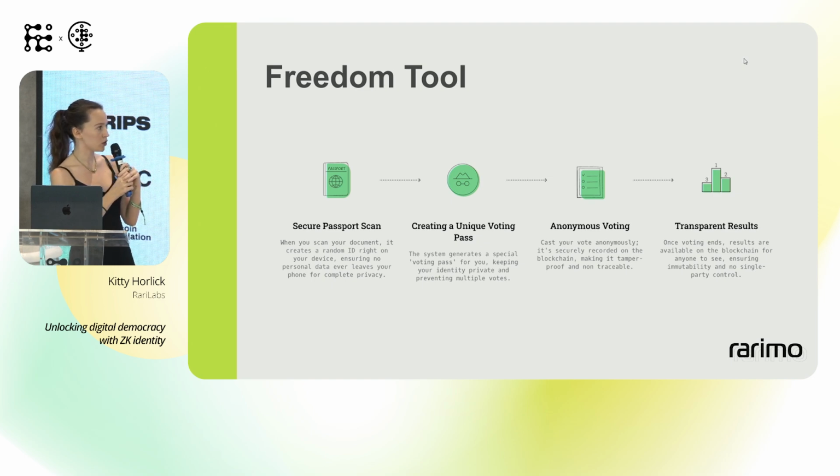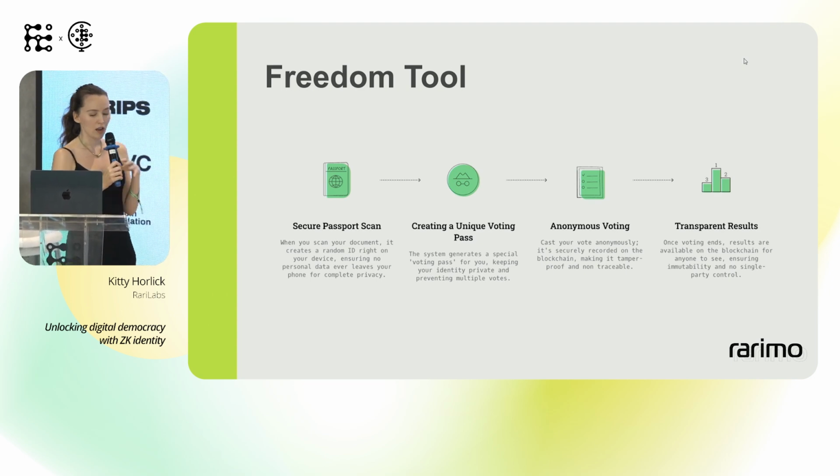So for anyone who's new to ZKPs and zero knowledge, it's a type of cryptography that lets one party prove to another party certain things about themselves without revealing any additional data. So with voting, we allowed users to prove that they are over 18, that they're a unique human, and also that they're of whatever citizenship they needed to be to participate in the vote. And it was super easy to use.